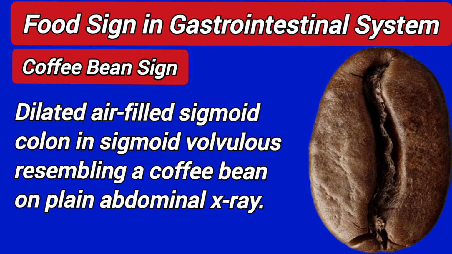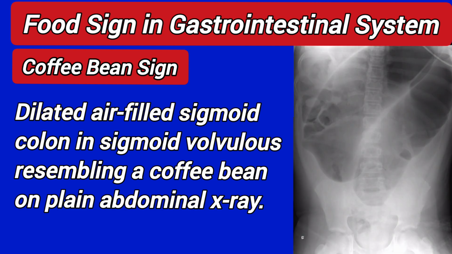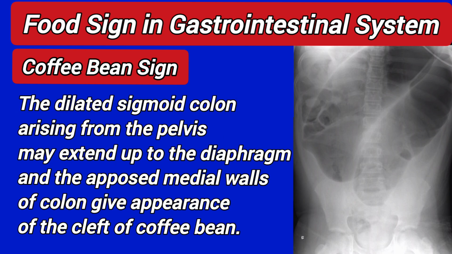This term refers to the enormously dilated air-filled sigmoid colon in sigmoid volvulus resembling a coffee bean on plain abdominal X-ray. The dilated sigmoid colon arising from the pelvis may extend up to the diaphragm, and the opposed medial walls of colon give the appearance of the cleft of a coffee bean.